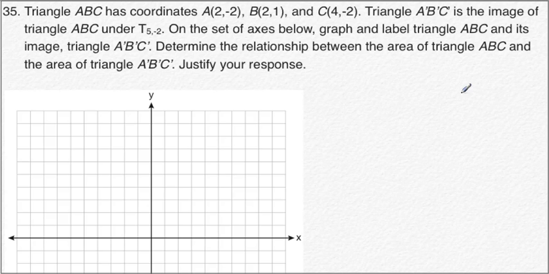Number 35. We have a triangle, and then we have its image after translation. We want to graph and label the triangle. Now we want to determine the relationship between the area of the triangle and its image. Let's try to look into that together and see what happens. First, the original, I'm going to use the red. So 2 comma negative 2, and then 2 comma 1, and 4 comma negative 2. That's A, B, C.